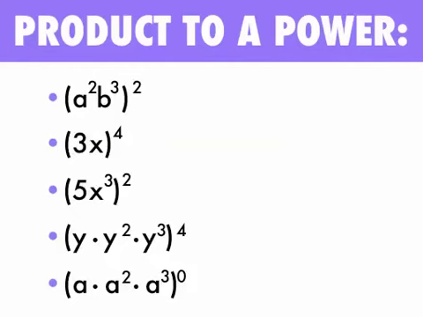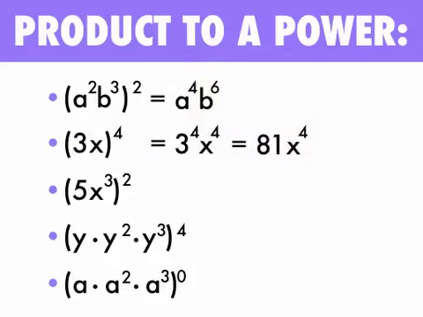So the two factors in the first example are a squared and b to the 3rd. Go ahead and bring the squared that's on the outside in to both of those, multiplying each time, and you get a to the 4th times b to the 6th. In the next example, your two factors are 3 and x. When there's not an exponent, remember it's an understood 1. So 3x in parentheses to the 4th would give you 3 to the 4th times x to the 4th. We can go ahead and simplify 3 to the 4th, and that is 81. So I would have 81x to the 4th.